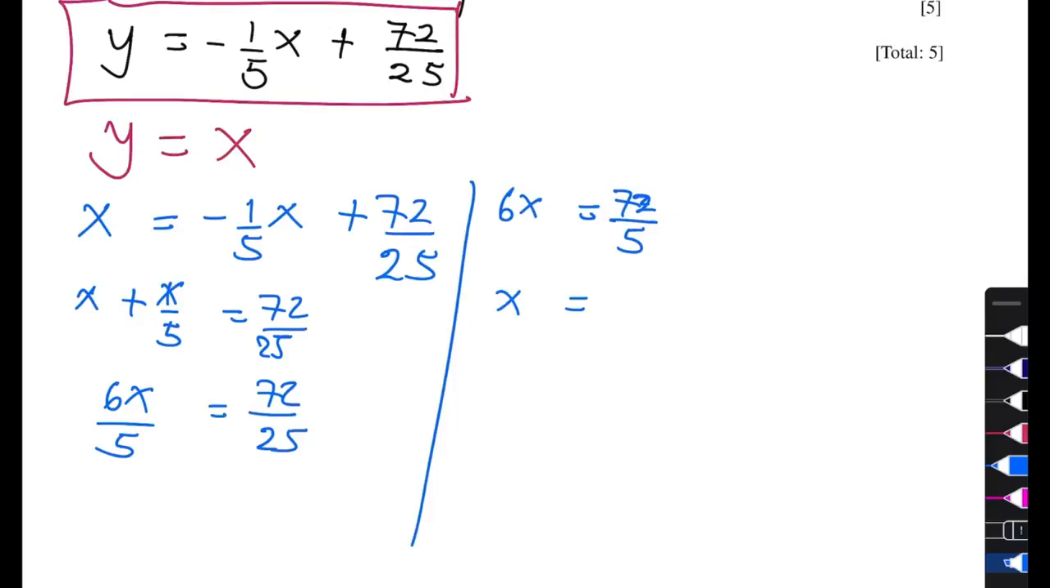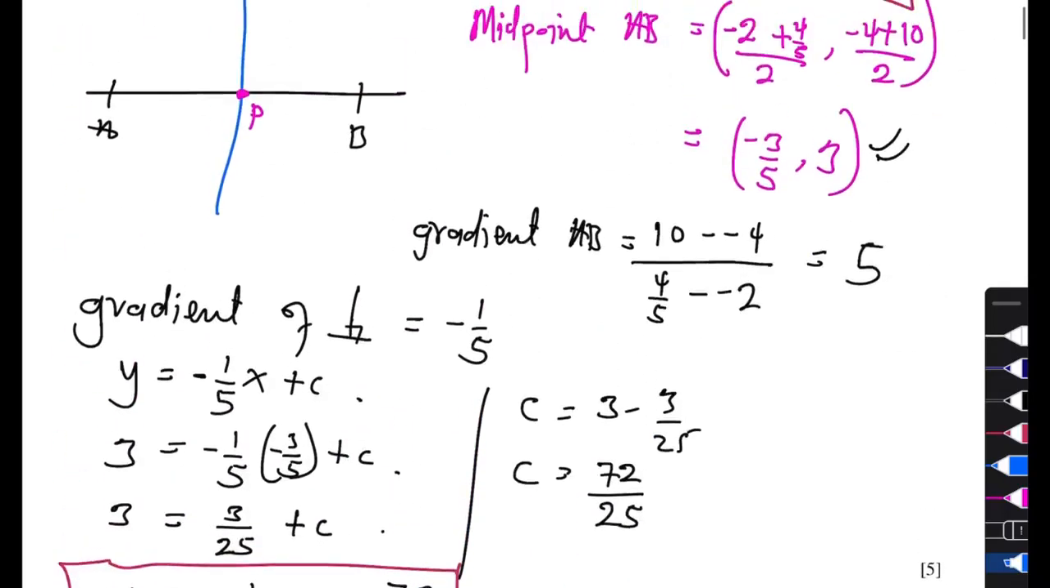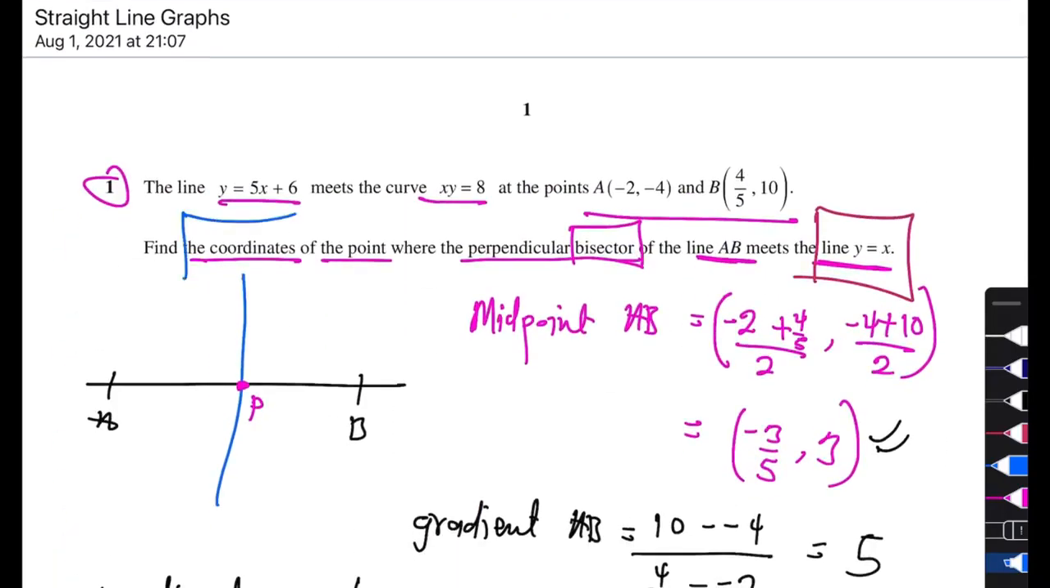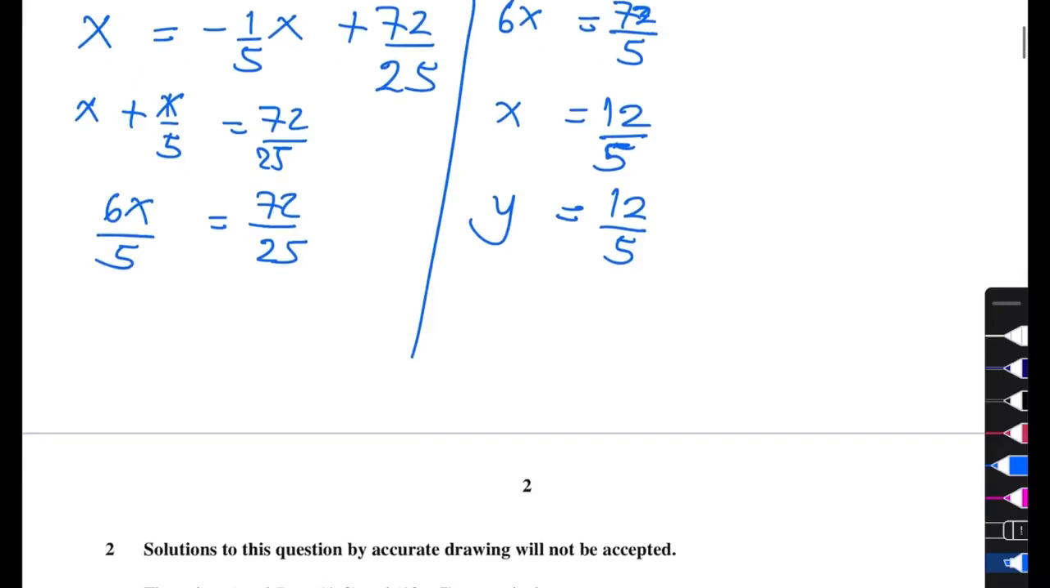So if I divide that by 6, I'll get x giving me 12 over 5. Okay? But now, if x is 12 over 5, and x is equal to y, it means that y is also 12 over 5. So the question was saying that we should look for the coordinates. Okay, so let's write it. Therefore, the coordinate would be 12 over 5, 12 over 5. All right, good. So this is how to approach a question like this.